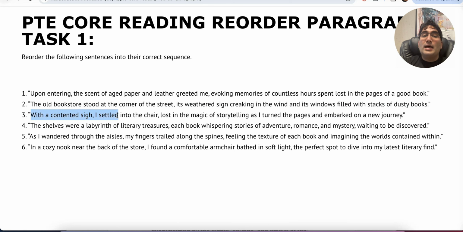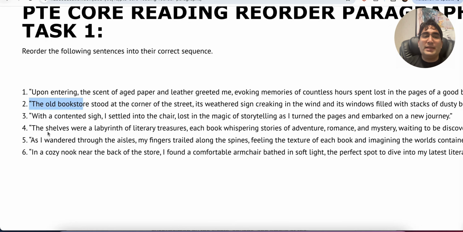With a contented sigh, I settled. So he's sighing, and that usually happens after a bunch of events. This wouldn't be the start. The shelves were. Well, if you have a bookstore, you would first talk about the bookstore, then the shelves. So this would still not be the start. You would first talk about entering the bookstore. So I'm still leaning towards option 2 as the first sentence.